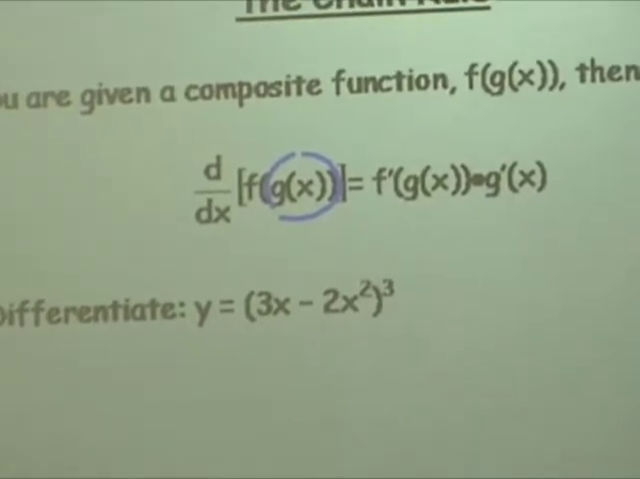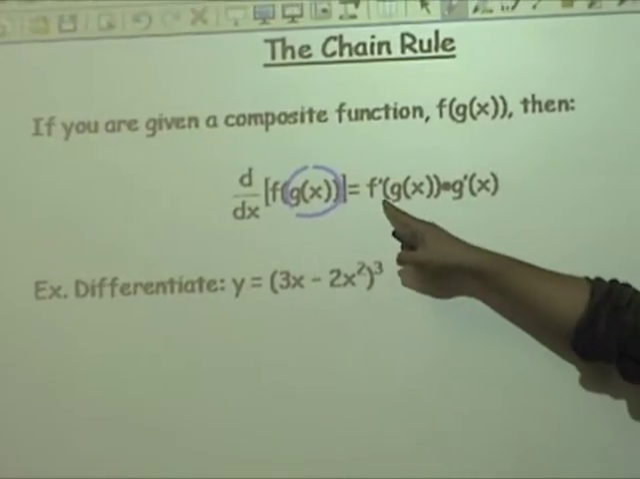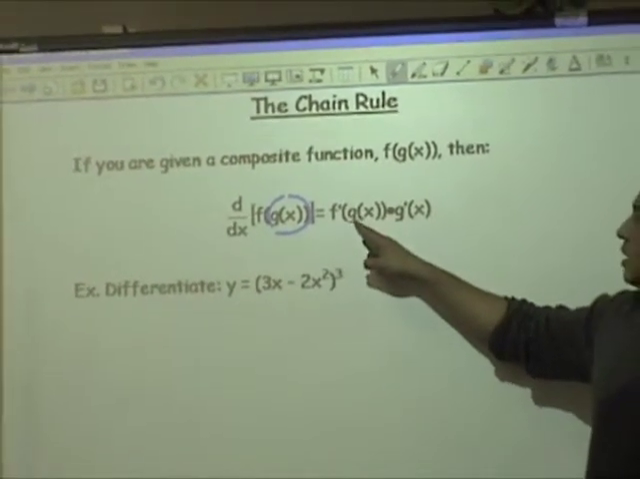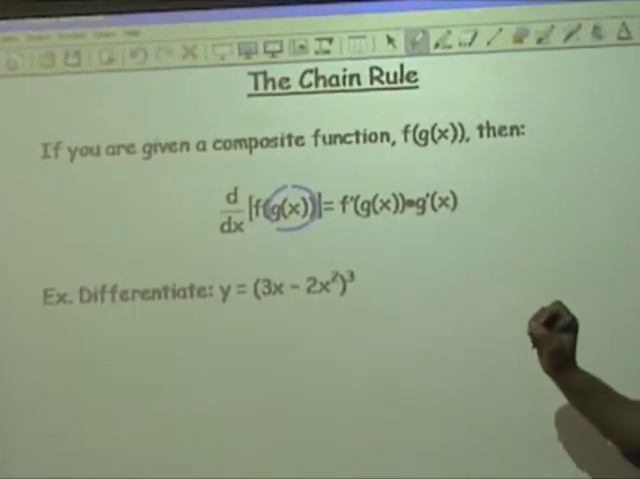What that means is, anytime we have a function inside another one, we take the derivative of the outer function, keeping the inner function inside, and then multiplying by the derivative of the inner function.